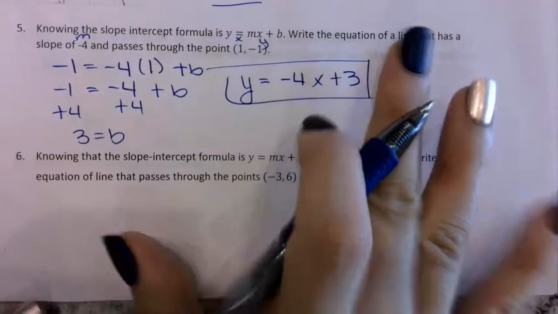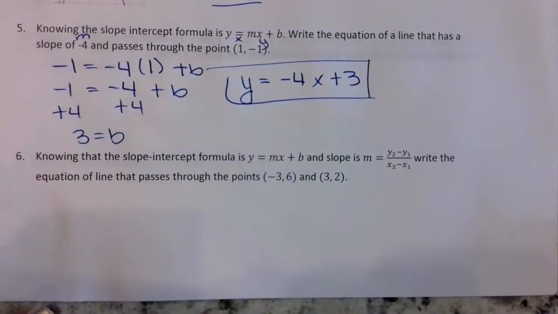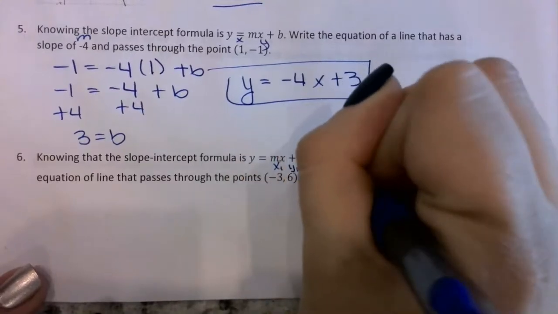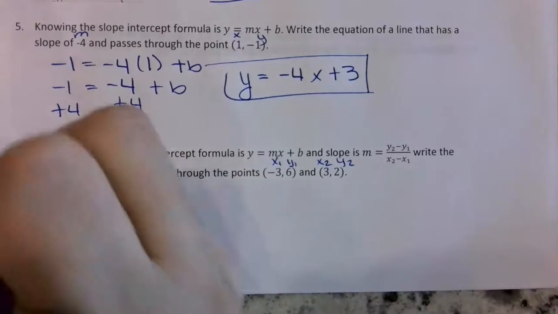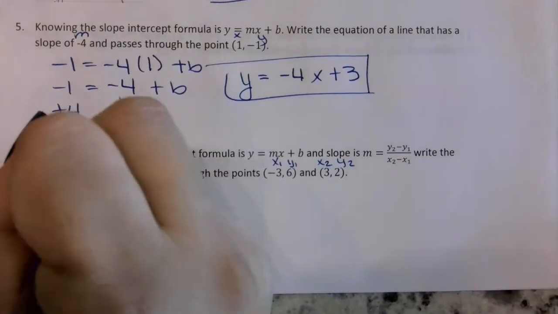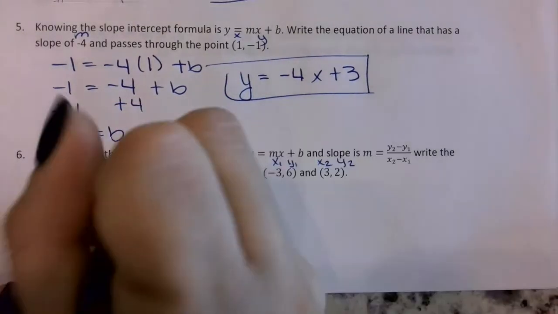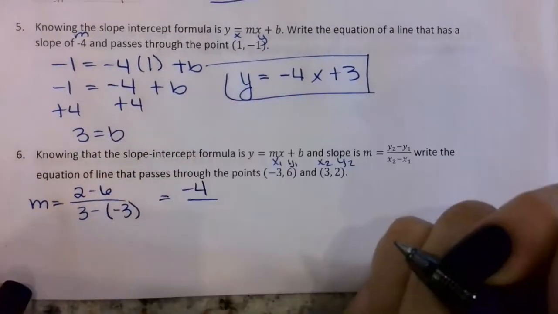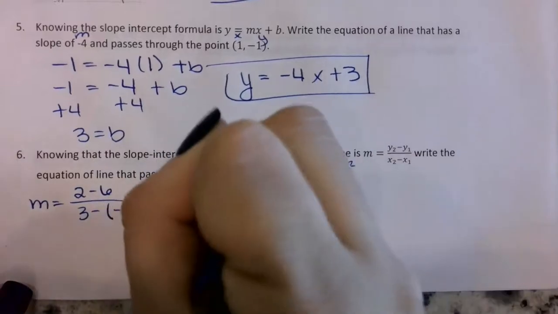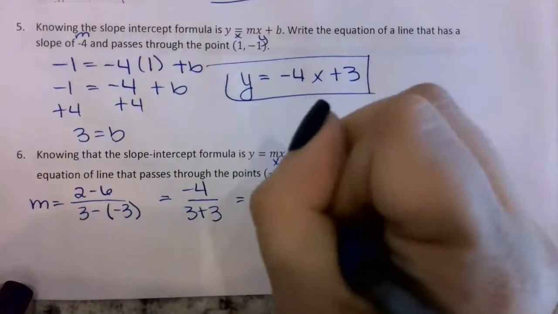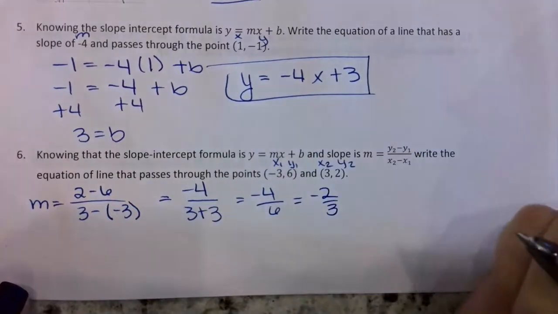Okay. This next one gives me the slope formula and the slope-intercept formula. So this is going to be x1, y1, x2, y2. I want to plug into here. So I'm going to have m equals 2 minus 6 over 3 minus, I have to make sure I have my extra negative here, 3. 2 minus 6 is negative 4. 3 minus negative 3 is the same thing as 3 plus 3. And then 3 plus 3 is 6. So I have negative 4 over 6. This simplifies to negative 2/3.